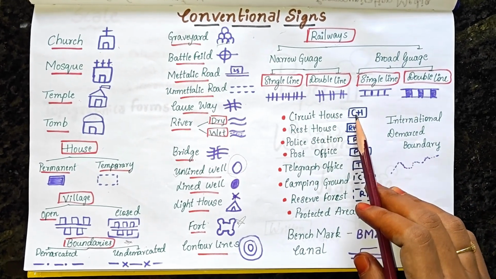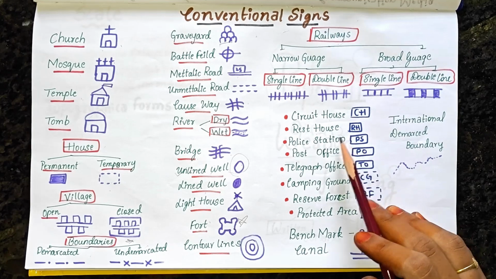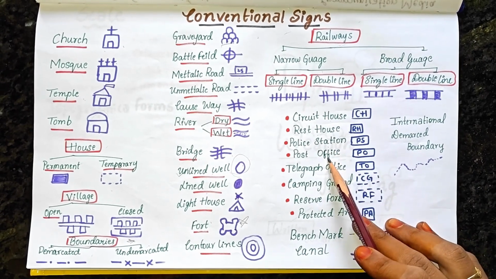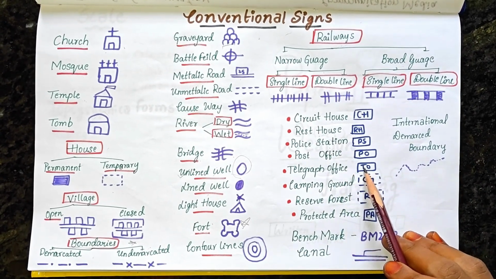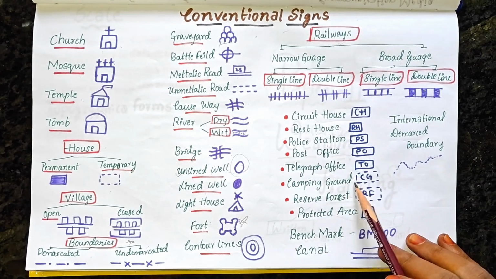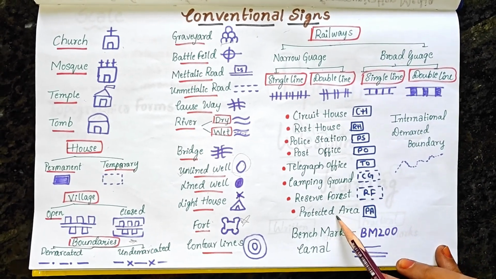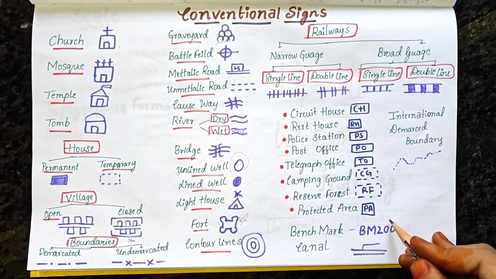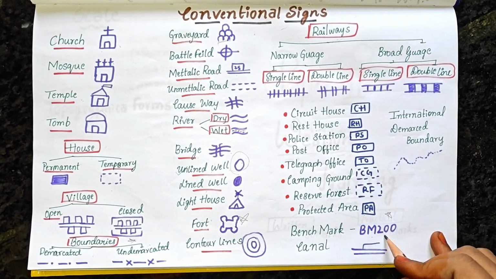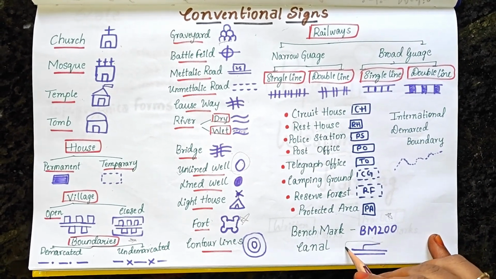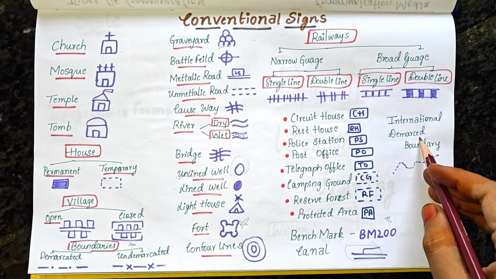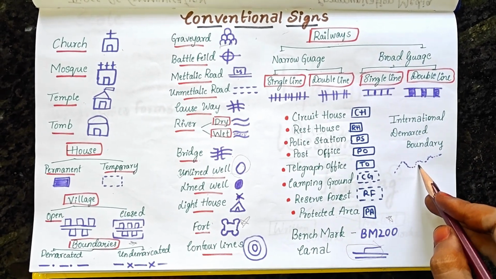The circuit routes, CH, rest house, RH, police station, PS, post office, PO, telegraph office, TO, camping ground, CG, reserve forest, RF, protected area, PA. The benchmark also is very important. BM 200, the canal symbol is like this, and the international demarcated boundary will be like this.